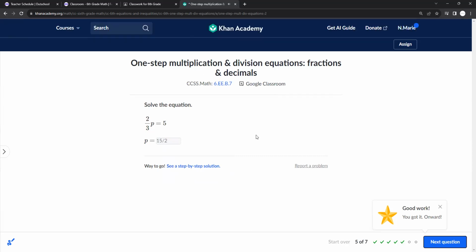I have lots of students, as soon as they see fractions, they're like, I don't know how to do it. It's like, it's not that you don't know how to do it, you just don't know how to do fractions. So make sure you know fractions.